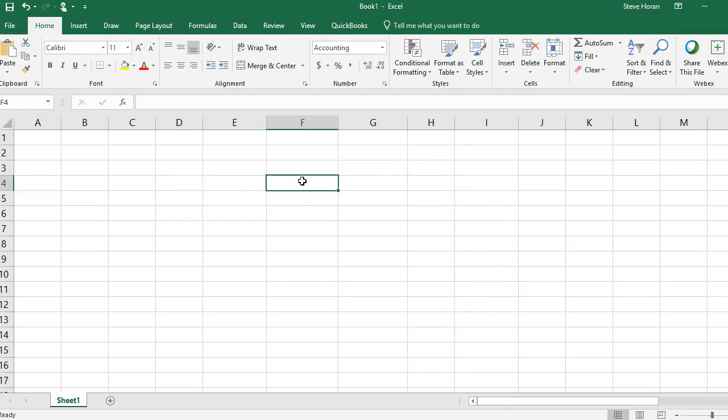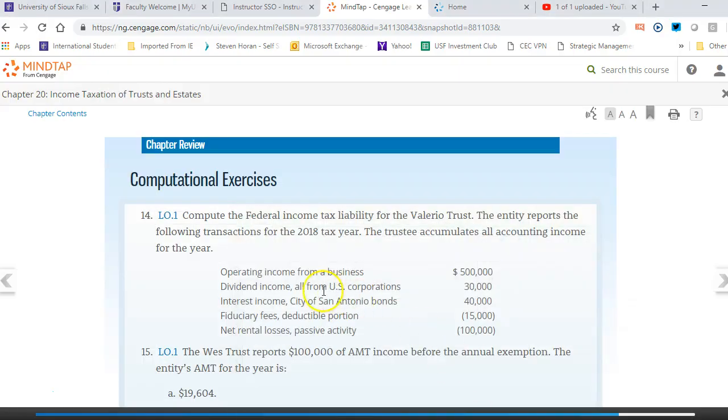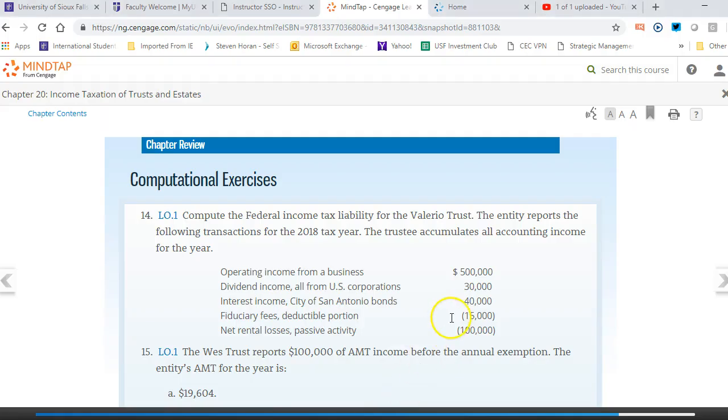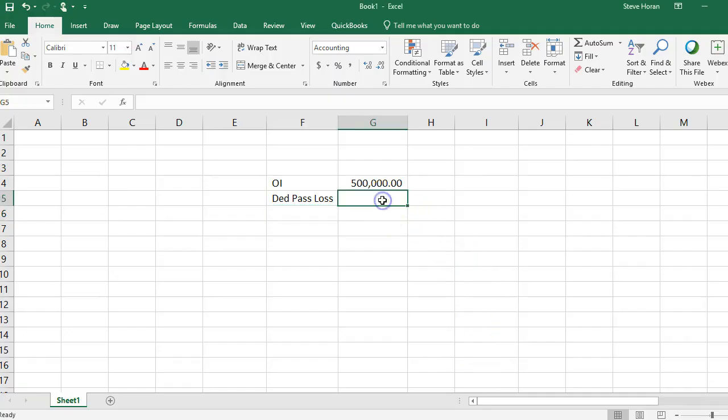Okay, so it's really a matter of just going through and identifying what the items are that need to be taxed. The first one is the operating income of a business of $500,000. So I just put in OI for operating income. And then what's deductible for a passive loss, which happens to be nothing. So the net rental passive loss is right there. Can't take that, so we're not going to do that. So that's just a 0.